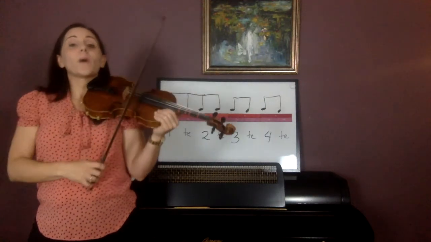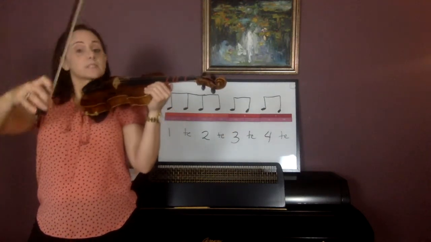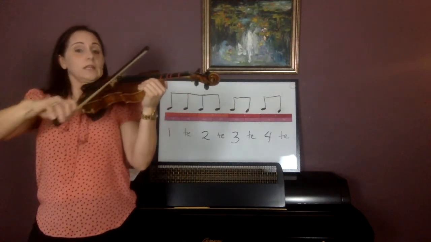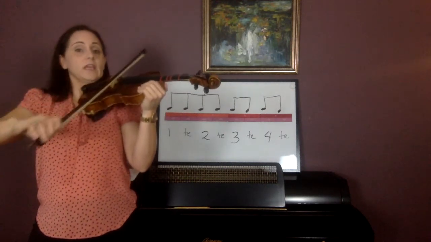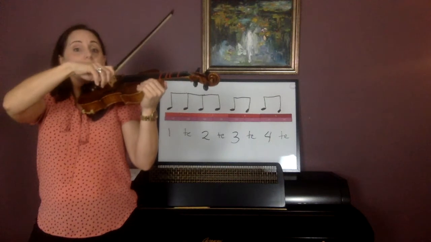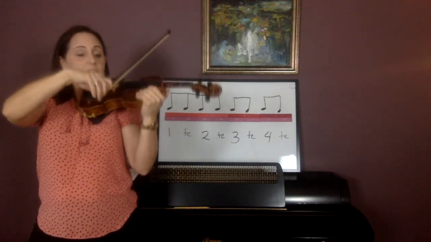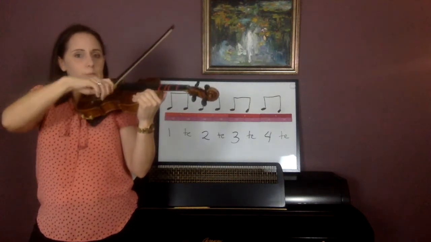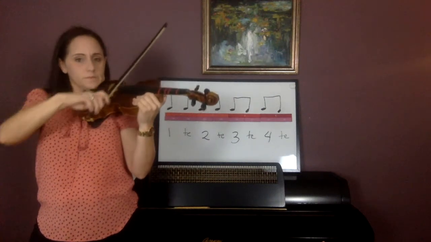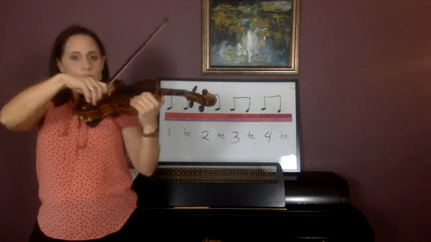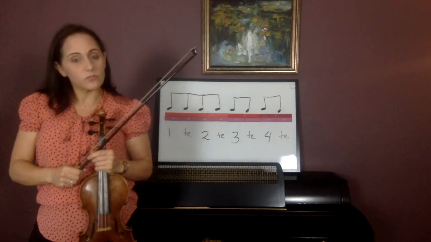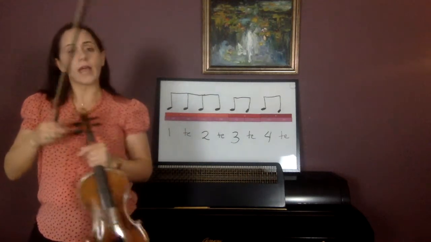Okay, now go back to quarter notes. Ready, and go. 1, 2, 3, 4. Now eighth notes with me. Red C, eighth notes go. One tay, two tay, those are eighth notes. All right, half a bow for half a beat.